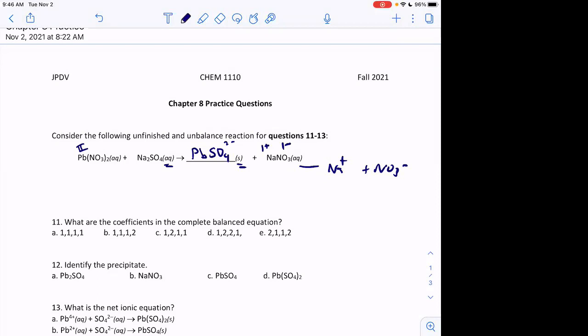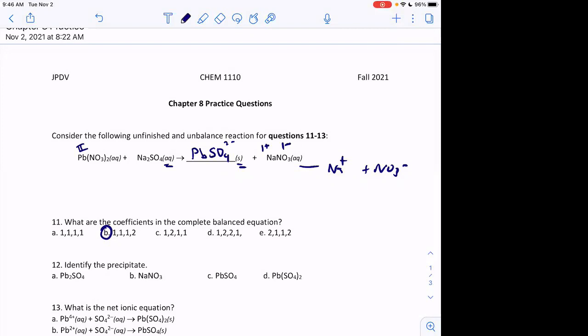Okay, so once we balance it, what are my coefficients going to be? What's the correct answer? B as in boy. We go 1, 1, a 2 for the lead sulfate. Oh no, 1 for lead sulfate. A 2 for the sodium nitrate. Sorry, for the last one, and that gives us the two nitrates, right, that we need, and the 2 sodiums, right? So that's perfect. And of course, the precipitate is easy enough.